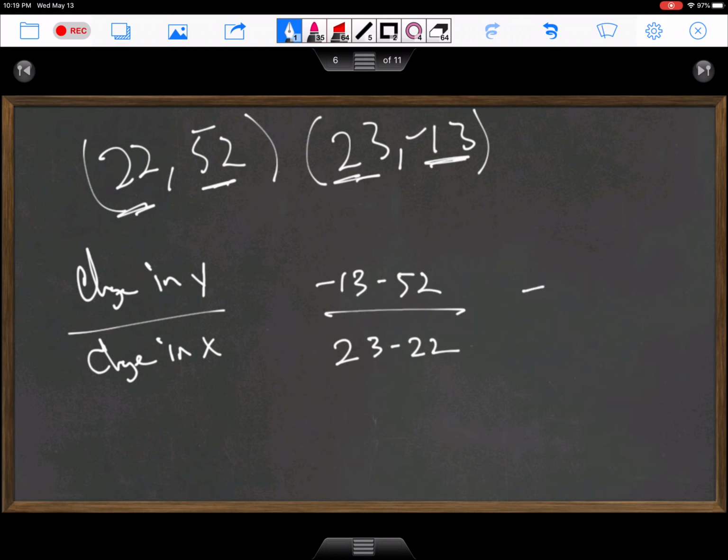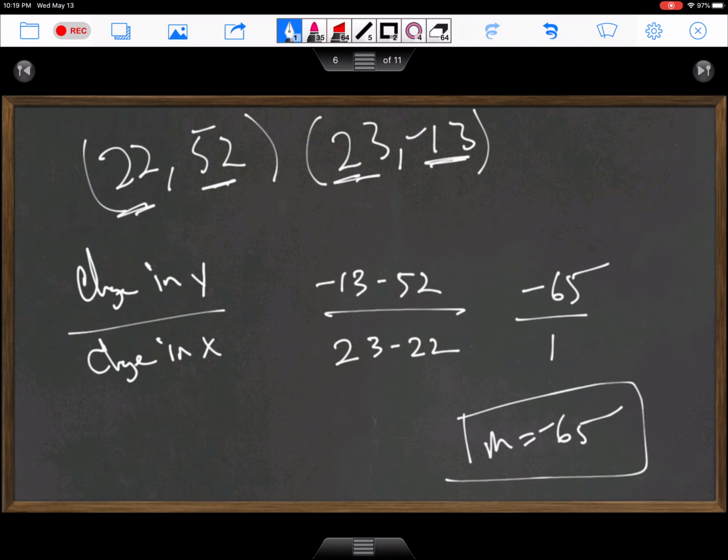So I've got a negative 65 in my numerator. And I've got a 1 in my denominator, which is just going to simplify to a slope of negative 65. See, you wouldn't want to count that. Imagine if you had to go plot those 2 points and then count from 52 down to negative 13. That'd be a ton of work, and it'd probably end up being inaccurate. So not only is going to this equation going to make us more accurate, but it's going to be more efficient, especially when we get to bigger numbers.